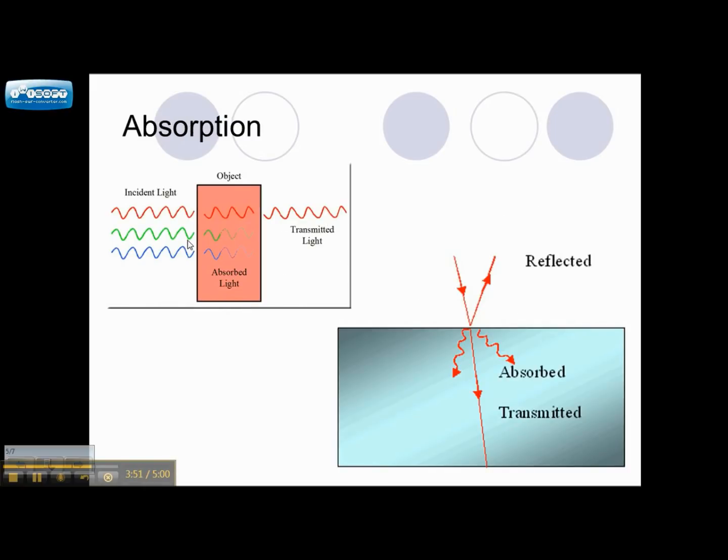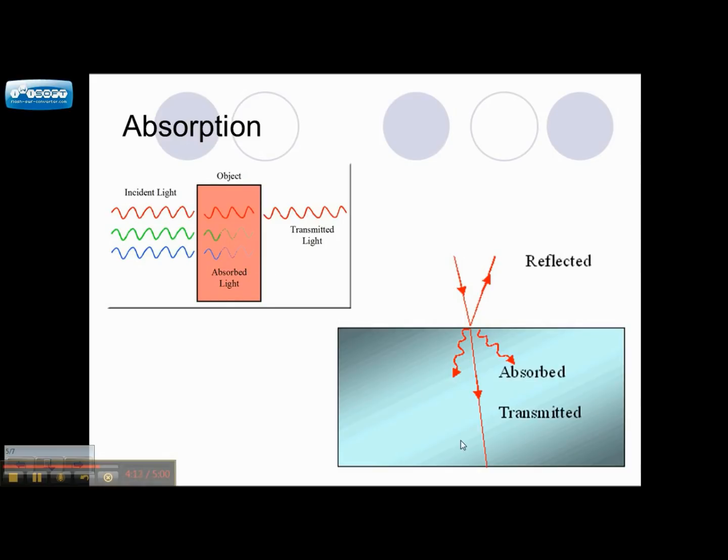The next one is absorption. So here is an incident light. So this is red, green, and blue light. If you have a red filter, then it's going to absorb the green and absorb the blue. The reason why it appears red is because it only allows red to go through. So green and blue are absorbed.